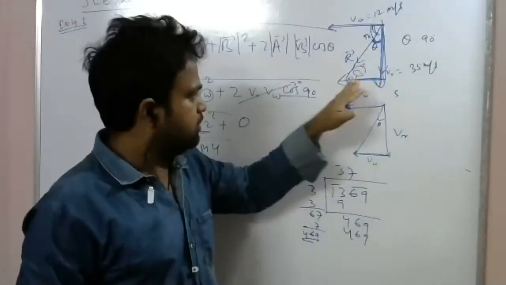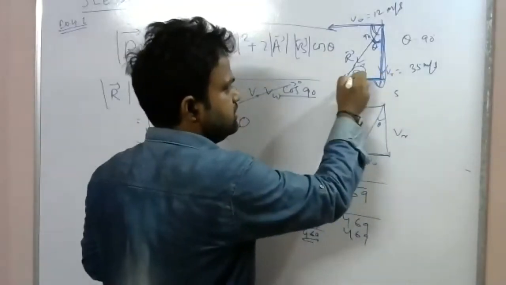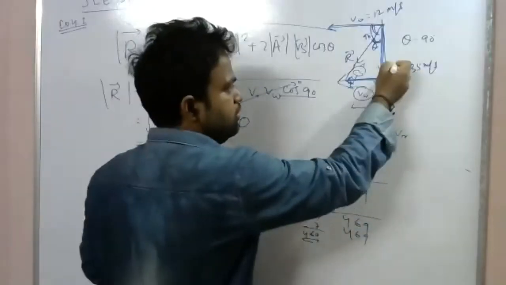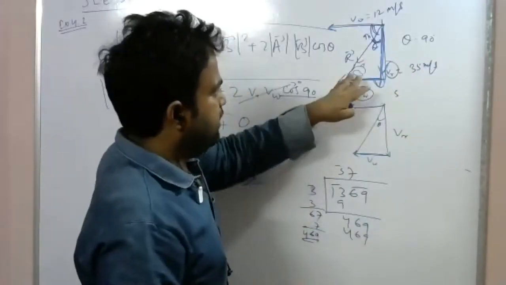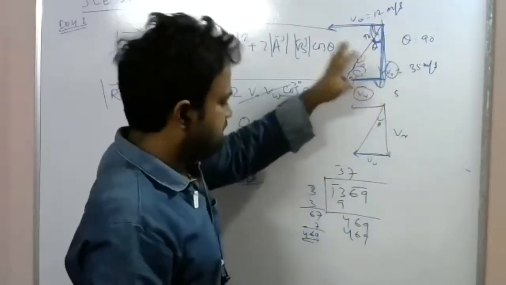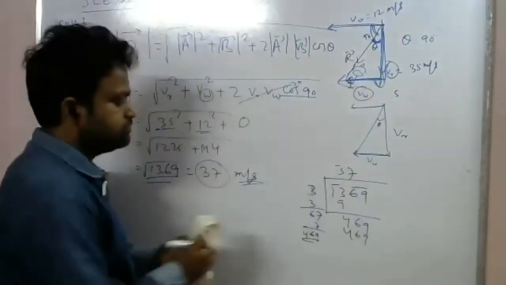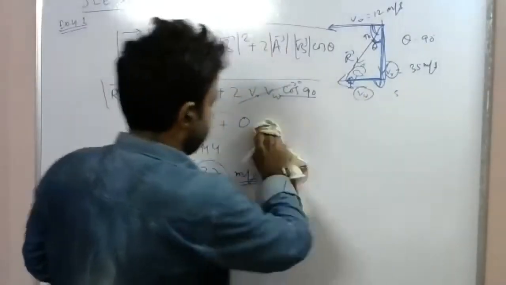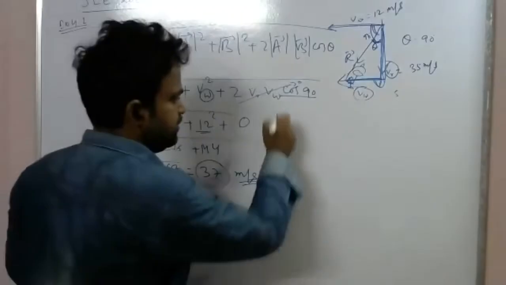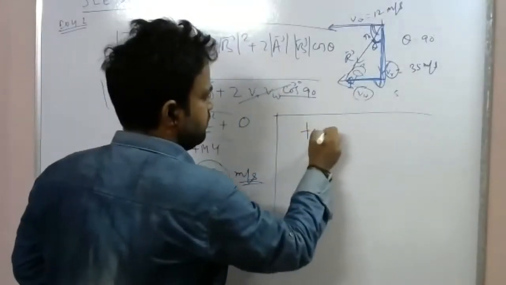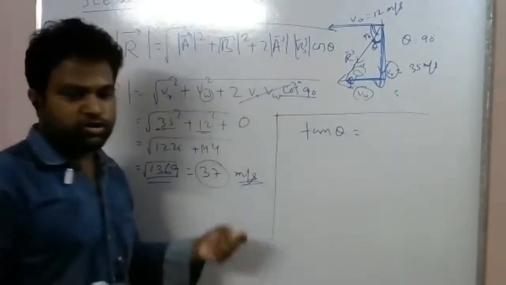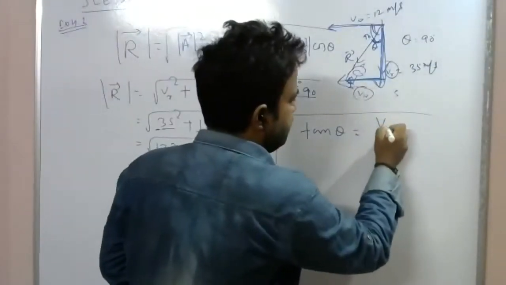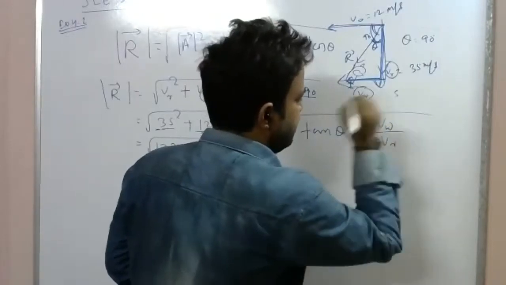Easy, you can do it. So this is your wind speed, this is your rain speed, and also this is theta. This is a right angle triangle. If I write tan theta, what will be tan theta? You can draw this diagram in your notebook and check. It will be VW upon VR.